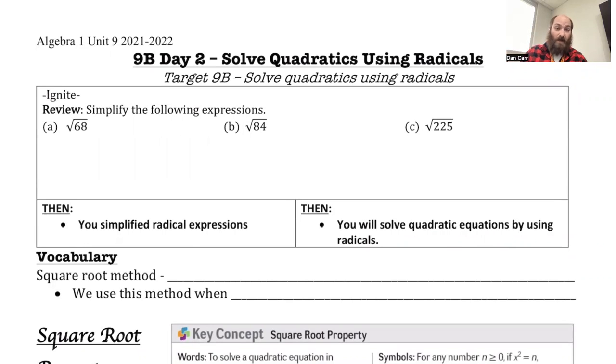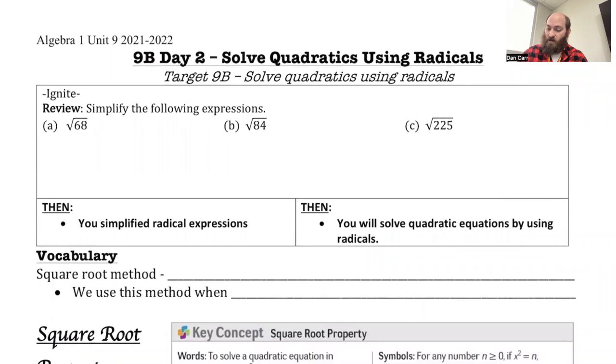Today we're going to be talking about 9B Day 2, solving quadratics using radicals. When we use quadratics to solve radicals, we're going to do a lot of what we did in yesterday's lesson. The goal here is that we're going to be taking the square root of things, and that's why we practiced simplifying our radicals. Today we're going to do what's called the square root method.